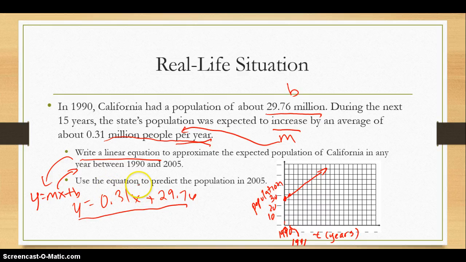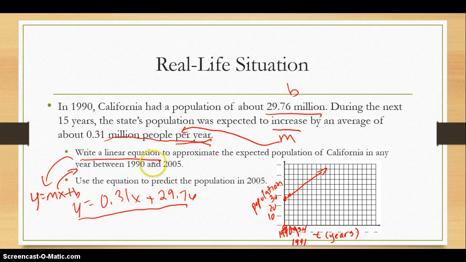So use the equation to predict the population in 2005. Now, I'm not using the number 2005 to plug in for x. In 1990, we're going to use that as 0. In 1991, we're going to use that as 1. In 1992, that as 2. 1993, that as 3. 1994, that as 4. And so we'll keep going, and you'll see that in 2005.